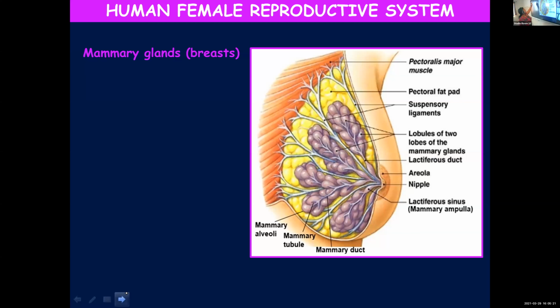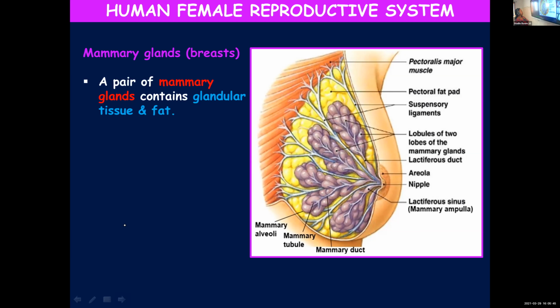So next we are going to learn about the mammary glands. We already learned about the different parts of the human female reproductive system, and that plus the mammary glands play an important role in helping the female carry out different important functions in her life. A pair of mammary glands are present. They are made up of glandular tissue and fat.